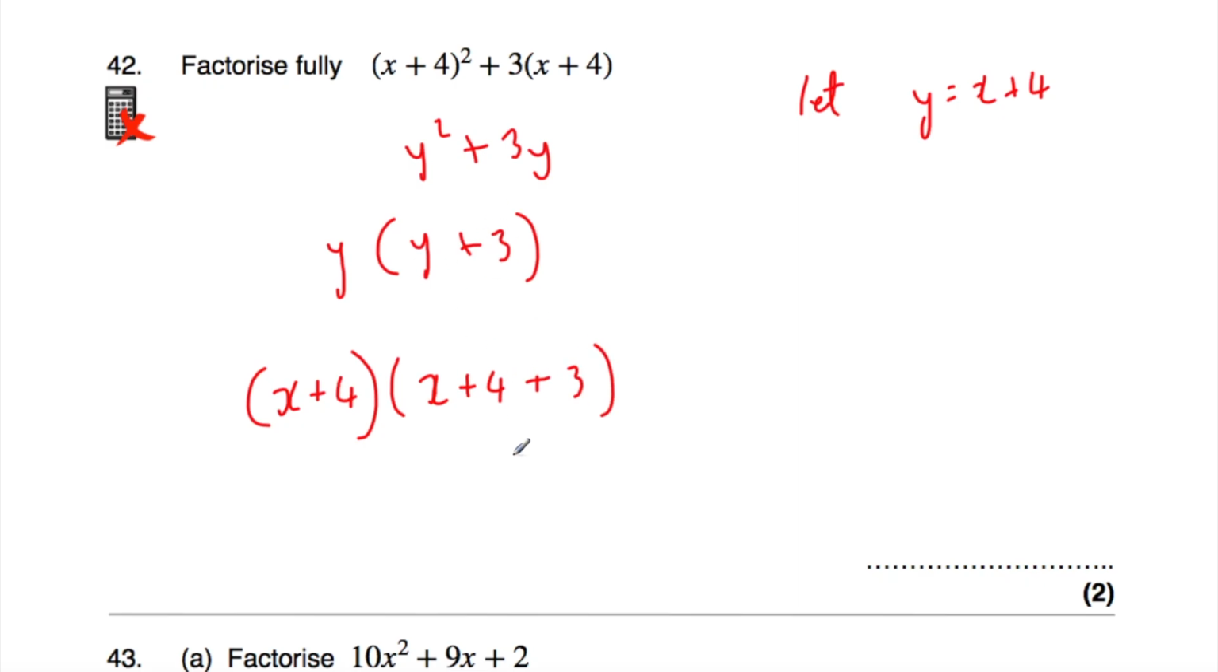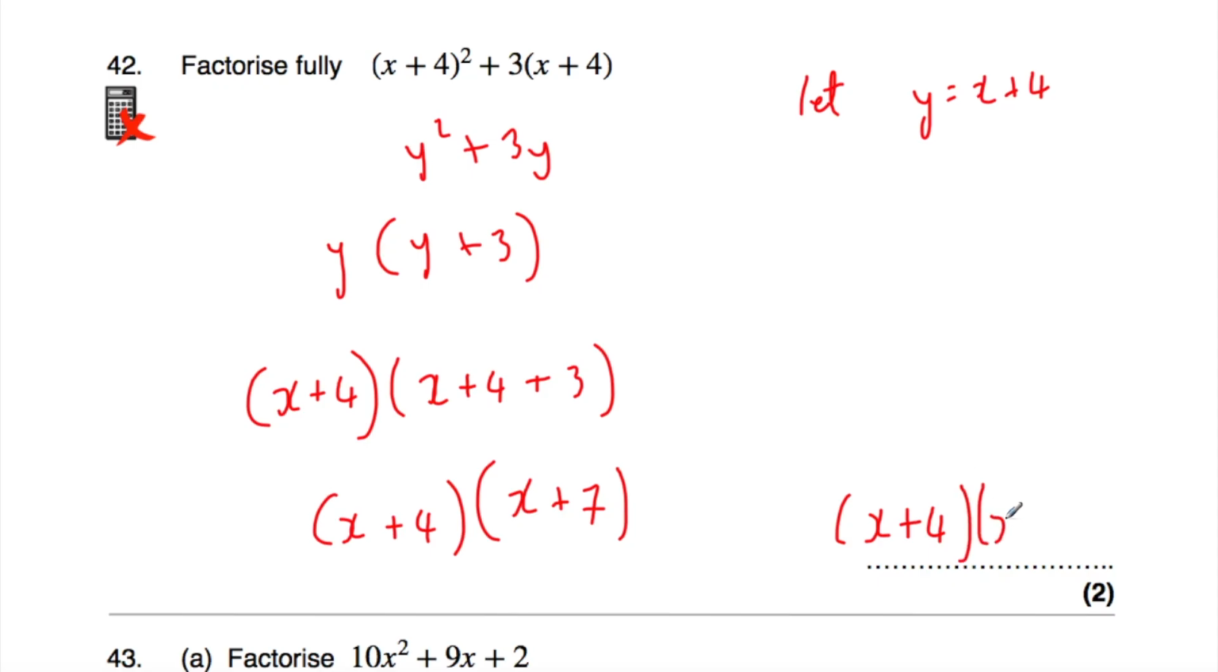And then close brackets. Now here we're almost done. Here we've got our x plus 4 in our first bracket, that's straightforward. And then in our second bracket we've got x and then 4 plus 3. So let's do 4 plus 3, which is 7. So it'll be x plus 7. And that's it, we've factorized it. We've got x plus 4 and then in brackets x plus 7.